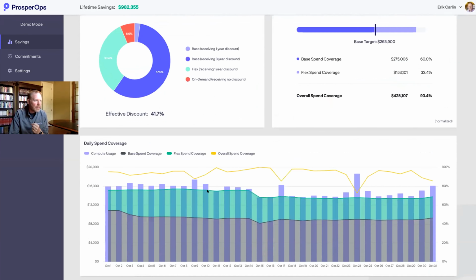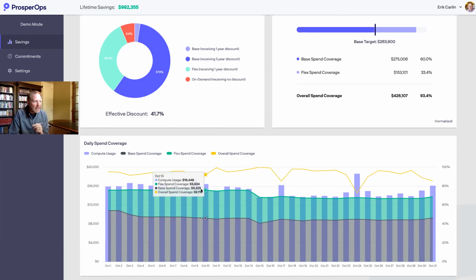The other chart I want to show you here is this daily spend coverage chart. These purple bars represent their daily compute usage. Again, it's never flat. You can see it's up and down, up and down. There's a usage drop here. It bumps up, it comes back down. This gray area represents the base. So this is the base that they've deployed. And then the green shaded area represents, again, this dynamic flex layer on top.